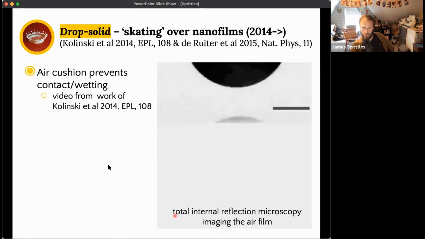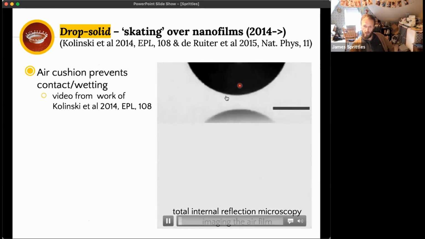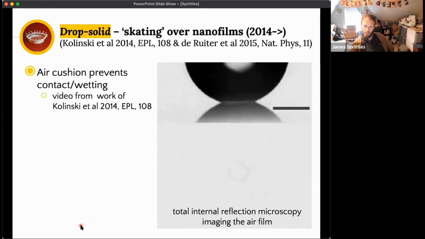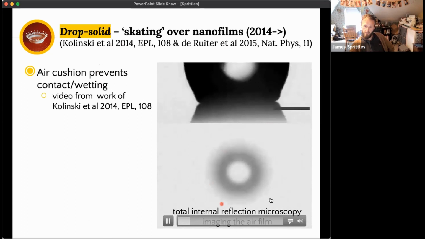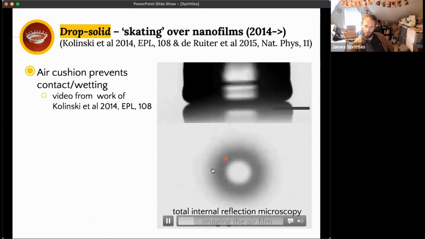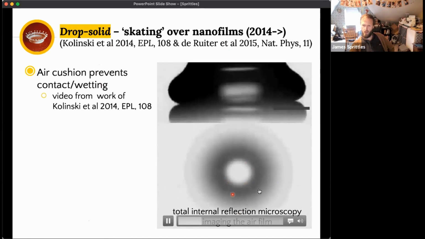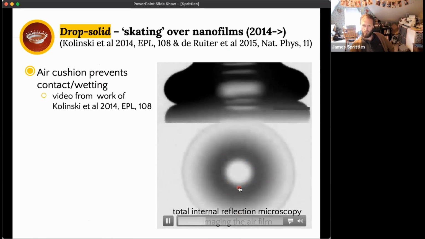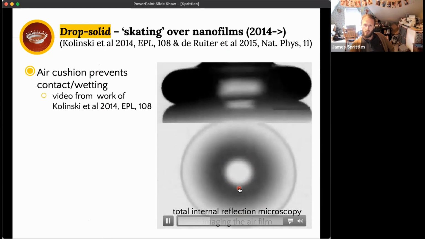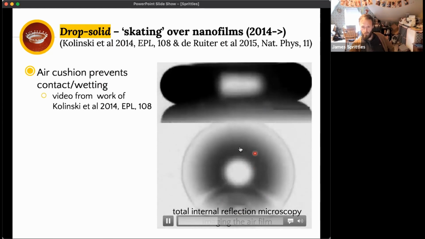So going into a little bit more detail, we'll look at the experiments by Kolinsky in 2014. This is one of the experiments from the article. What you'll see is the impact here and the measurement of the gas film being captured underneath. I think darker here is areas of lower film height. So this is a case where the drop never touches down. You have measurements of all the film profile, and you'll see rebound in this case.